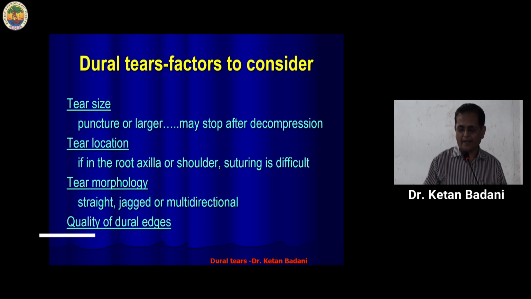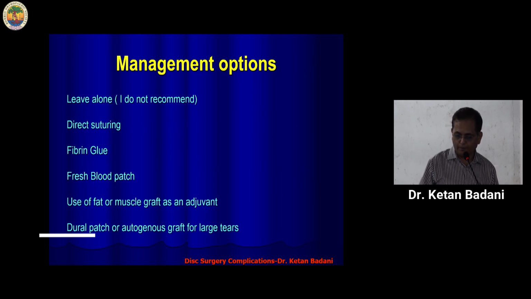Now, when you get a tear, there are several determinants of what you would do, like the tear size. If it is a small puncture or a small tear, sometimes the distal decompression will cause the CSF to flow and reduce the leak, and you may not need to suture it. As for the location of the tear, if it is in the axilla or shoulder, by suturing it you might cause compression of the nerve root fibers, and those tears are difficult to manage. Straight tears are easier to manage, but if you have a multi-directional or a jagged tear, then it becomes difficult. And the quality of the dural edges is very important to get a good, strong closure.